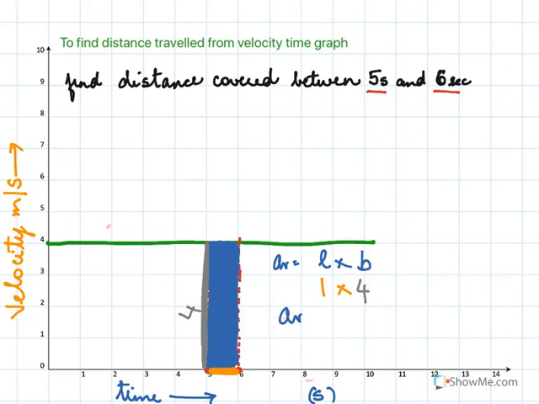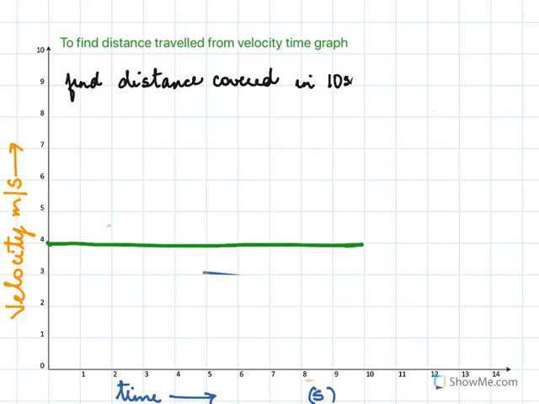So in this case, the area will be 1 into 4, and that is 4 meter square. So distance equals area numerically. So this area here will be 4 meter. Distance covered, the answer will be 4 meter. So you find the distance just by finding the area enclosed by the velocity time graph.